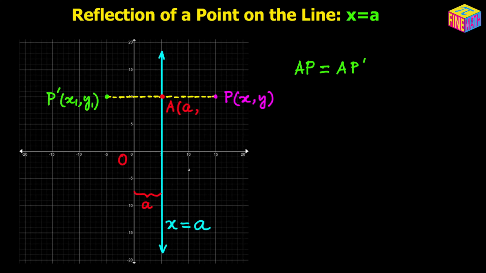And then what would be the y coordinate? Well, its y coordinate will coincide with the y coordinate of the original point P, because they both are at the same height there, right? So I'm going to write it here as y. So a comma y, that would be the coordinates of the point A, right?